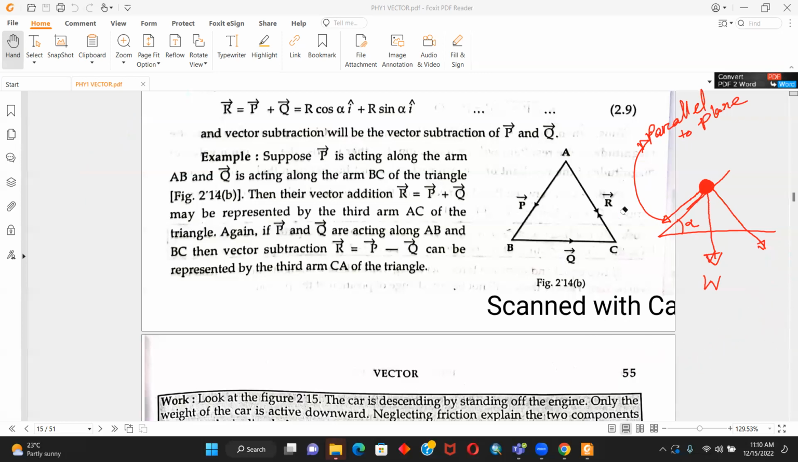Let me just erase them because it's a bit congested here. Okay. So now in this direction, you will get the horizontal component. Is there any confusion now?